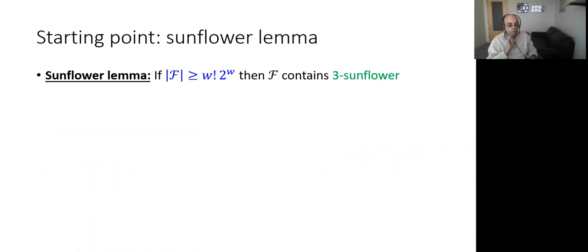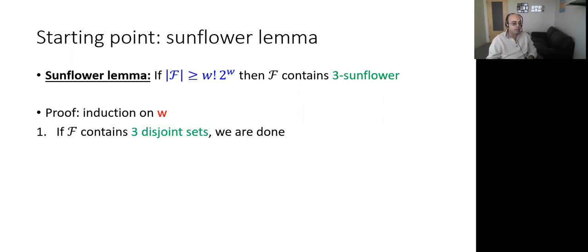Actually, that's a good point to maybe tell you the proof of the sunflower lemma, because that's going to be a good starting point for our proof. What I want to prove to you is if a set system is big enough, it must contain a 3 sunflower, and the concrete bound is going to be W factorial times 2 to the W. So let's do that. The proof is induction on W.